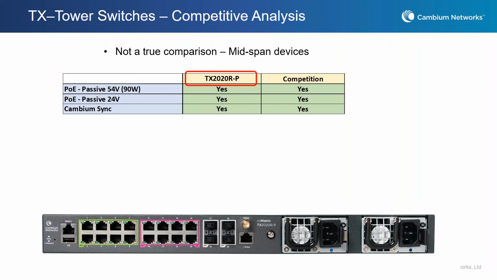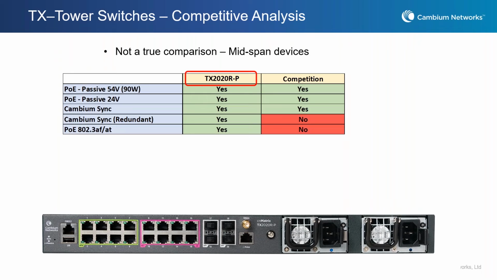But anyway, that's what I could find to compare against. So if you need passive 54 volts, if you need passive 24 volts, if you need Cambium sync, we have that on our TX family of switches. The competition also has it, so green. However, if you want redundant Cambium sync sources, right, we have that on our switch. The competition does not. If you want standard PoE, we have it. The competition does not.